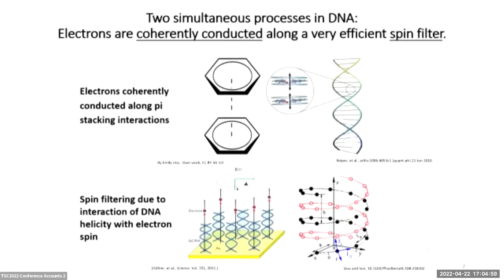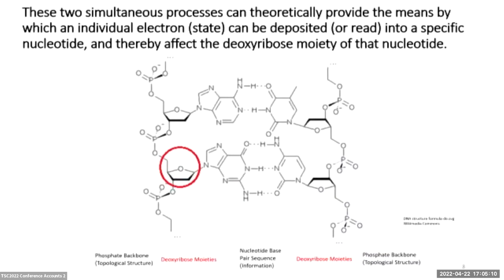So in DNA, you have 2 simultaneous processes where electrons are being coherently conducted along a very efficient spin filter. But coherently conducted and spin filtered to where or for what purpose? Well, these 2 simultaneous processes can theoretically provide the means by which an individual electron or its spin state can be deposited or read into a specific nucleotide and thereby affect the deoxyribose moiety of that nucleotide. In red here, we see one of the deoxyribose moieties.